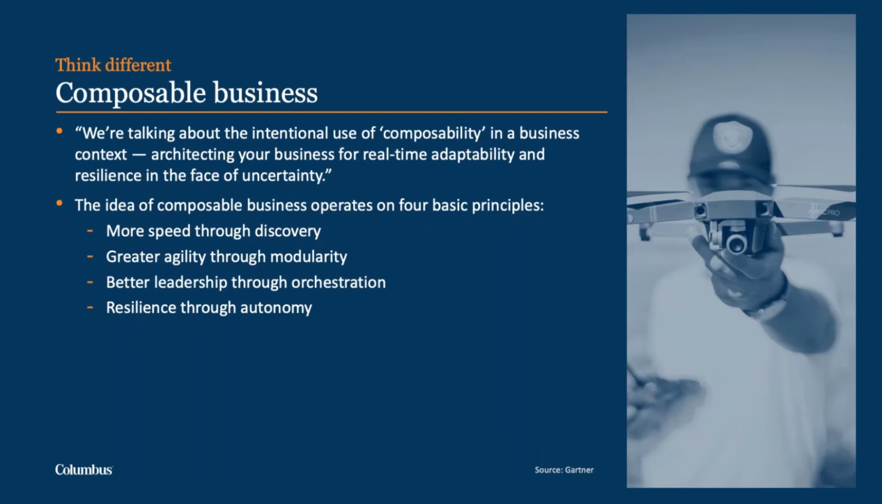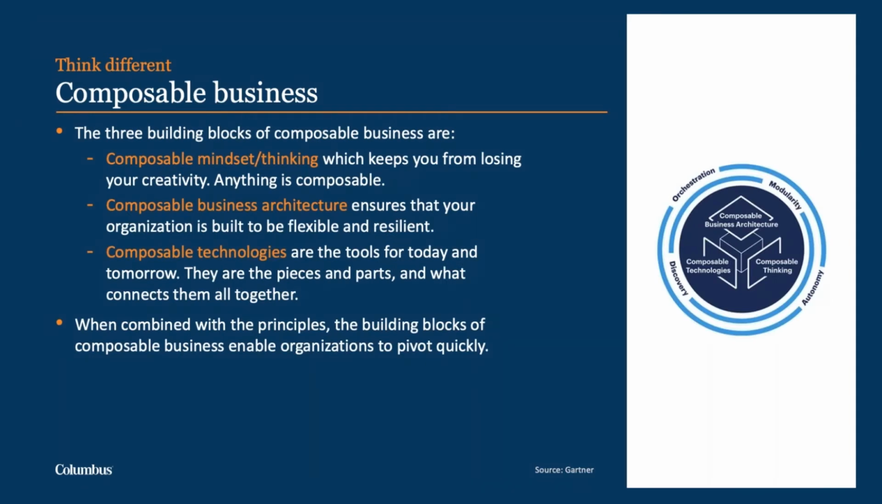So you can flex beyond your core competencies, listen to what customers need at a special time, and use your organization and platform to move from an idea to a product launch. When you combine Gartner's principles with the building blocks of composable business, you enable your organization to pivot quickly according to Gartner. The three building blocks of composable business are composable thinking, which keeps you from losing your creativity to predict the future. Composable business architecture ensures that your organization keeps its flexibility and resilience. And then you have composable technologies that bring everything together. So in short, composing is about being flexible, fluid, continuous, and with a lot of improvisation possibilities.